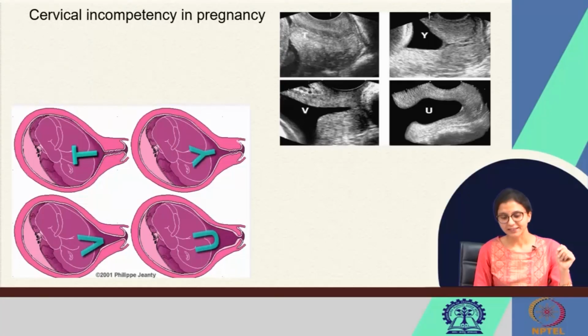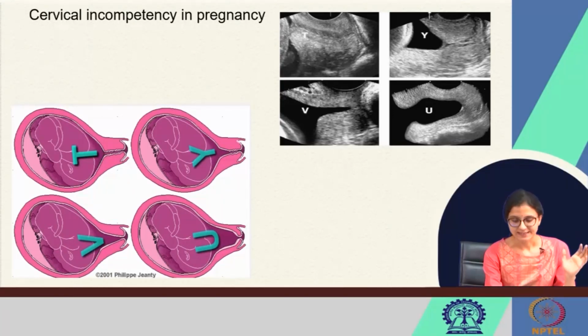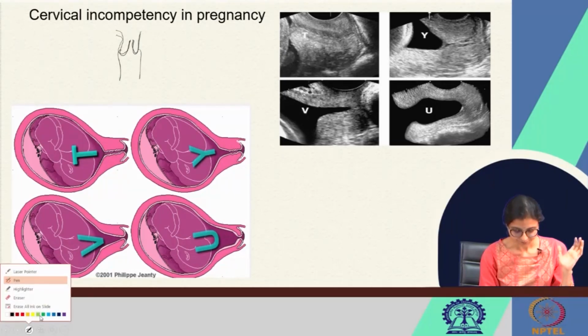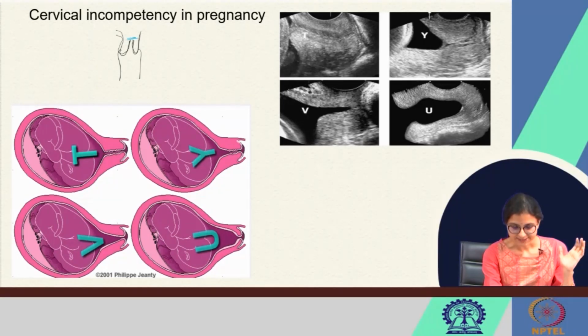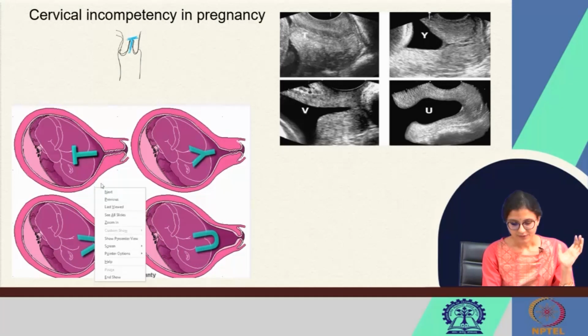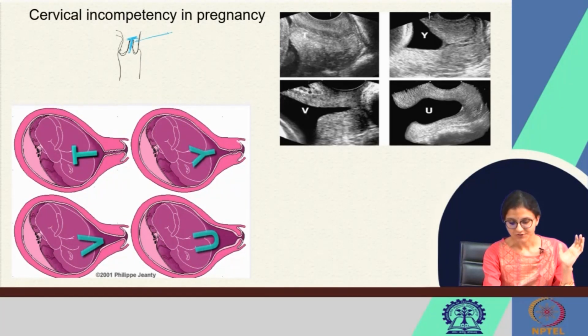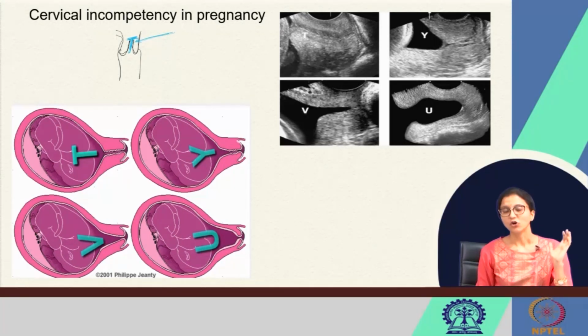Now, coming to cervical incompetency, it is important clinically, and so I wanted to discuss what happens. We have already discussed that the cervix is cylindrical. That means it is T-shaped. Normally, it is T-shaped. This is normal. The internal os always needs to be closed.